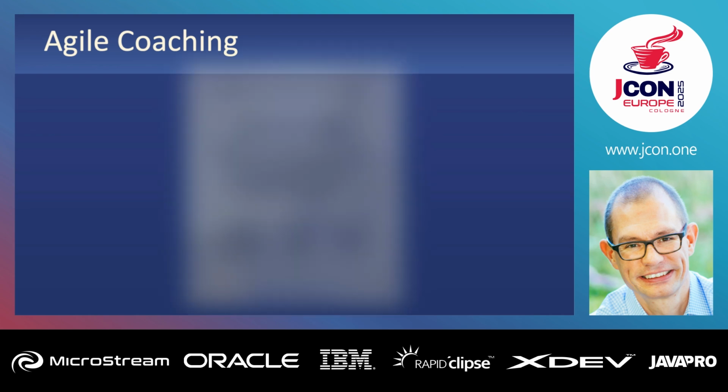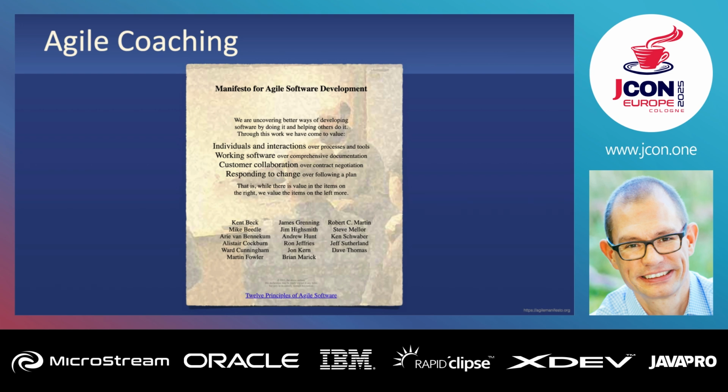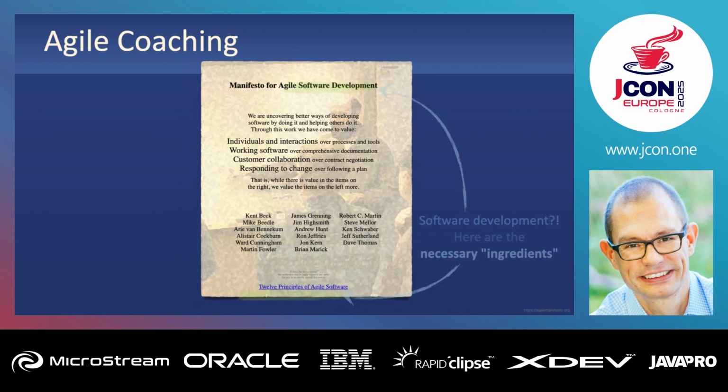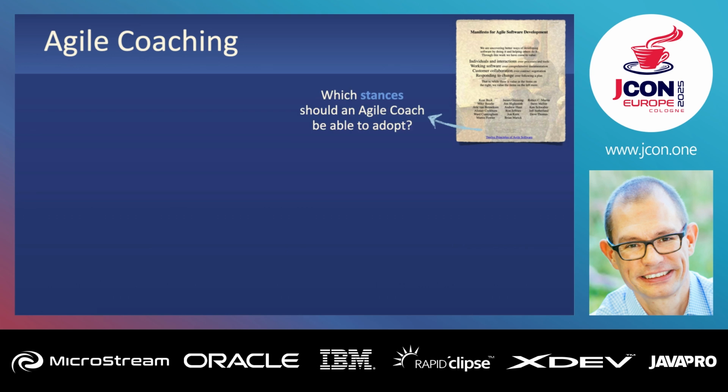Agile coaching, at least in software development, is based on the Agile Manifesto. More correctly, the Manifesto for Software Development. That's been lost, this idea, in the last few years, I think. And if you do software development and want to be agile, you need some necessary ingredients, and the principles behind the manifesto tell you what you need for successful agile software development. So if we do agile coaching for software development, we can ask which stances should an agile coach be able to adopt. And there's a model for this.